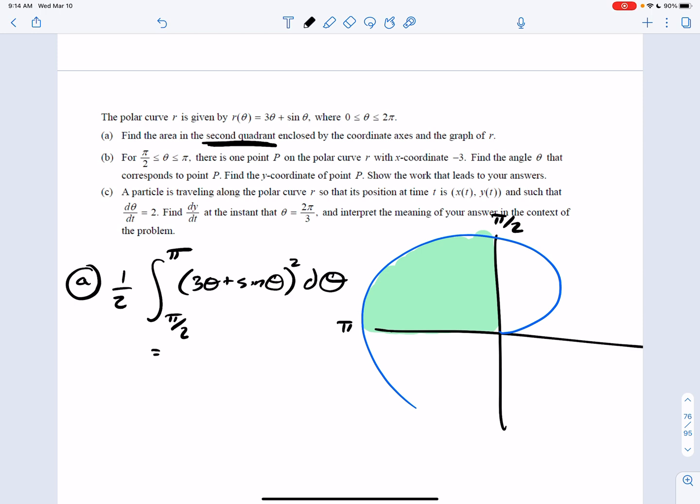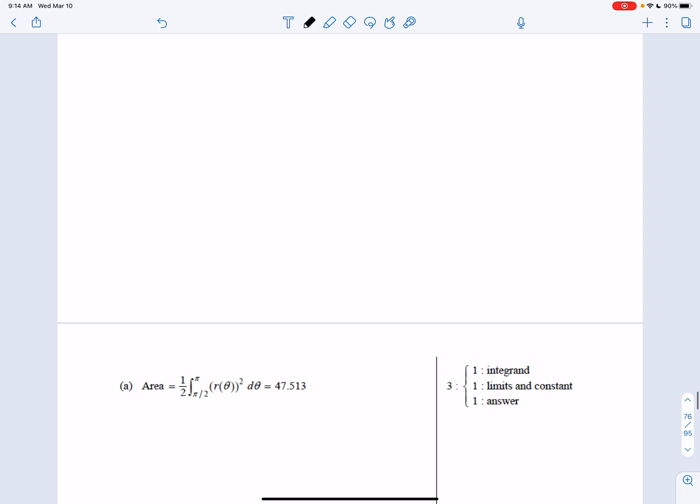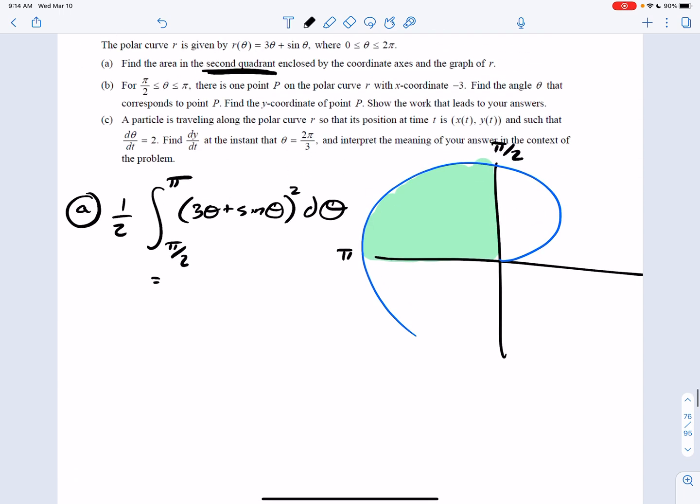Well, actually, they do ask you to find the... wait, never mind. I thought they were asking you to find the graph of it. But they're telling you to find the area of it. Let's double check. Let's take a look. Yeah, that looks good. Okay, you plug and chug there, you get an answer.